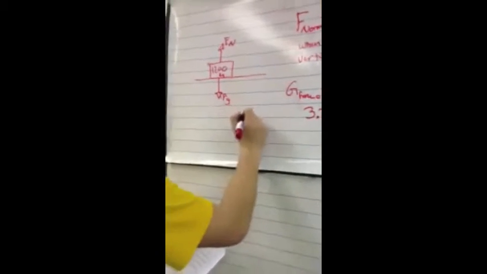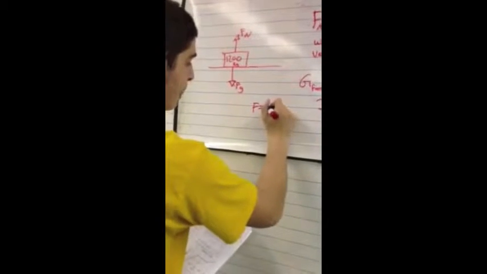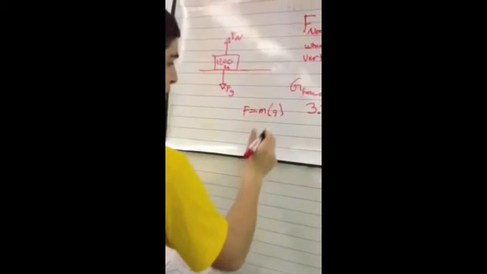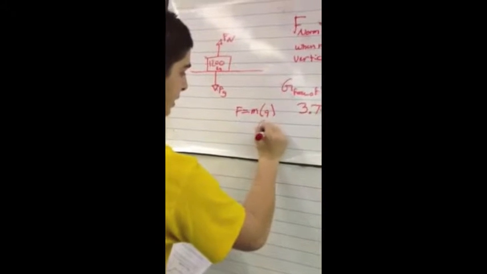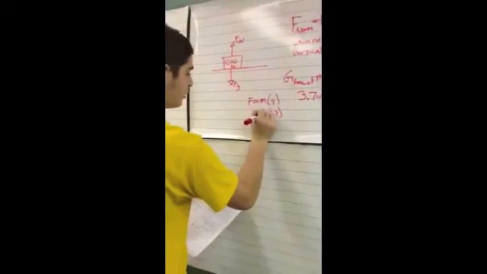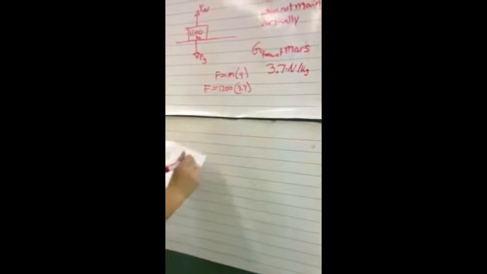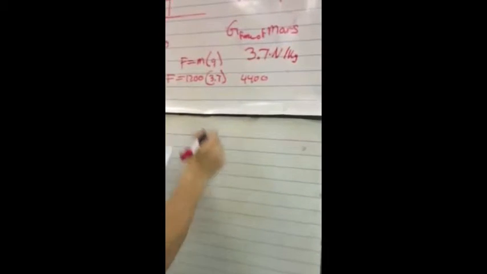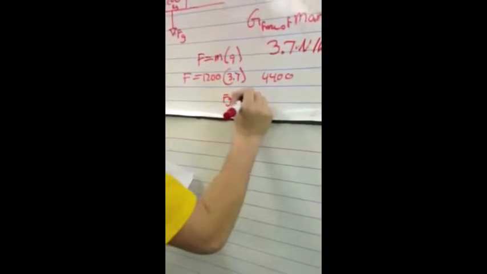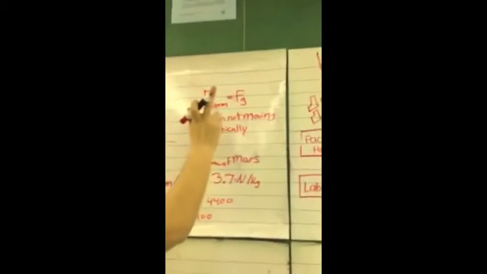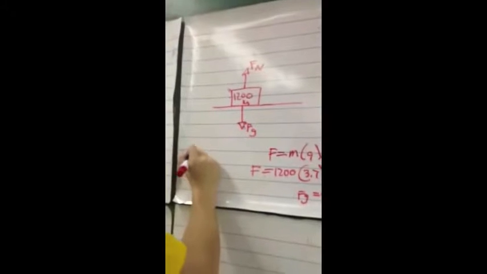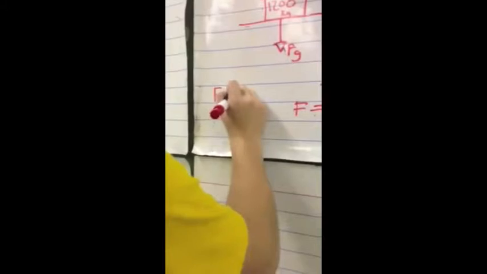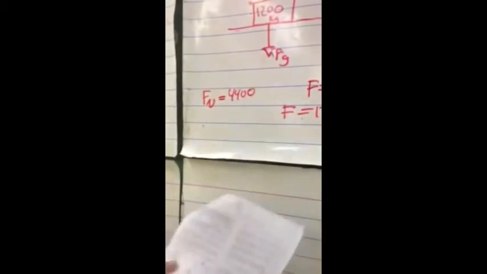And to find the force gravity, F is equal to mass times the gravity of that place, which in this case is 3.7, times the mass, which is 1,200. Your force should be equal to about 4,400, so your force of gravity is equal to 4,400. And because your force gravity is equal to your force normal, that means your force normal should also equal 4,400, giving you the answer of 3.